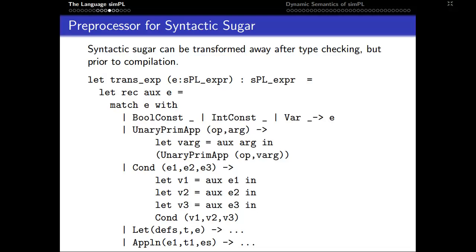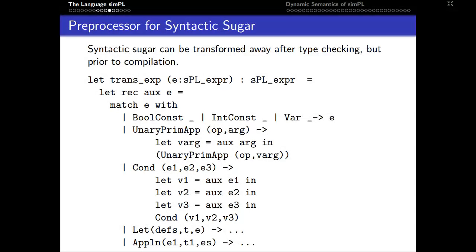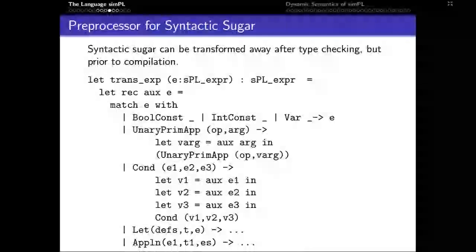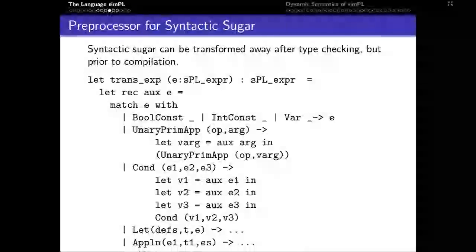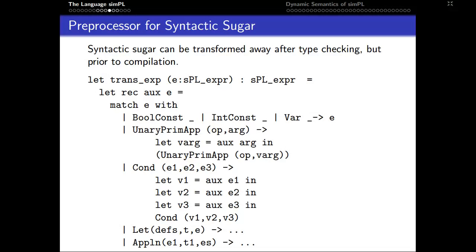But if I have a unary primary application, so a unary operator, in this arg, I might have an inner let. So then I want to recursively go and remove that let, translate that let. I'm going to get this translated varg, and I'm going to use that varg here. That varg is something that doesn't have let, and that also doesn't have partially applied functions. So it is a recursive function.